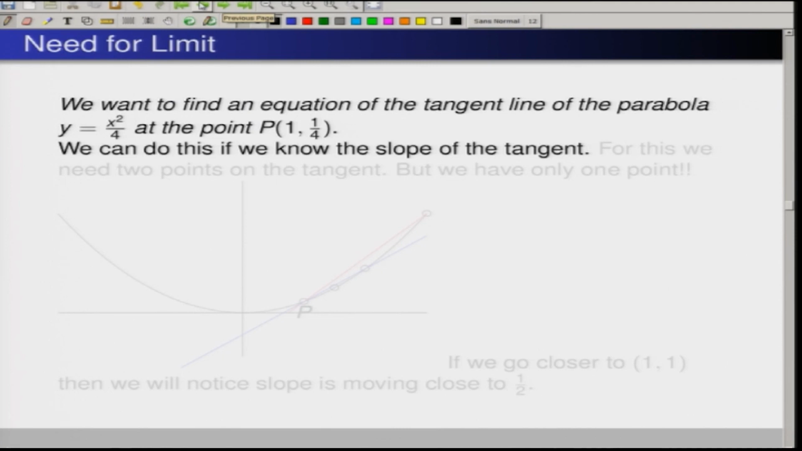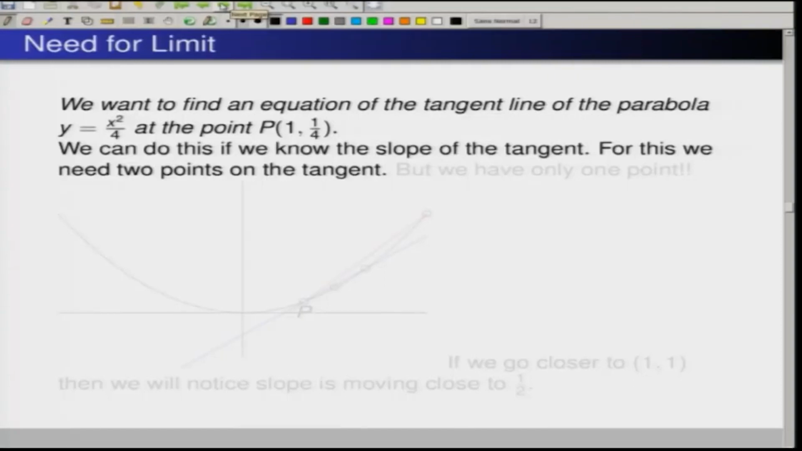Now, we are interested in finding the tangent at the point 1, which corresponds to 1 by 4. So, how can we find the tangent? Now, a tangent is a straight line. From coordinate geometry we know that we can write down the equation of the tangent if we know the slope.